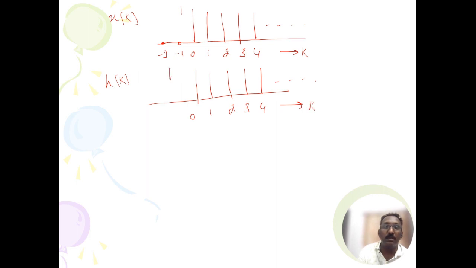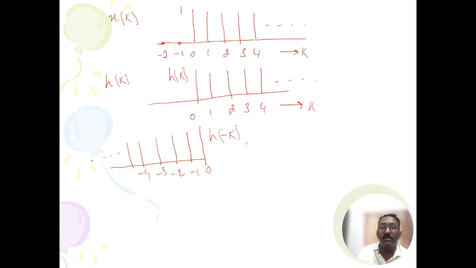This is h of k. How to multiply x of k and h of minus k? h of minus k is the time reversal operation of h of k. This is 0, minus 1, minus 2, minus 3, minus 4. This is h of minus k. I am rearranging this equation, h of n minus k.